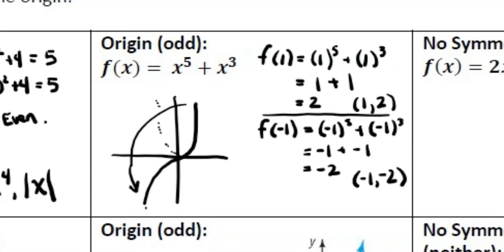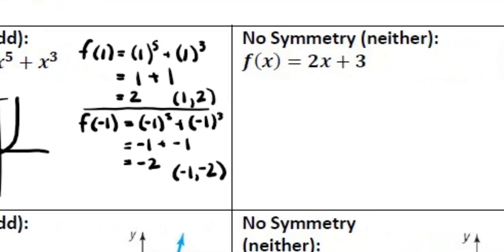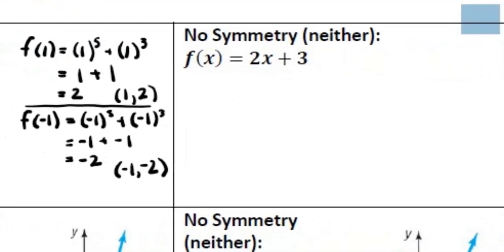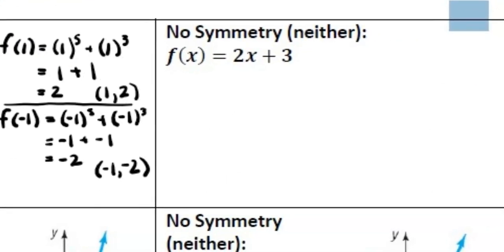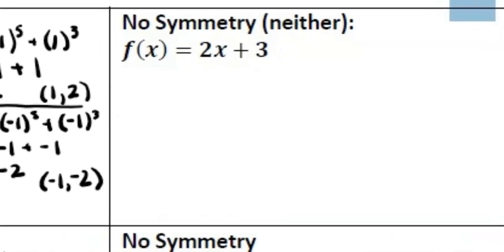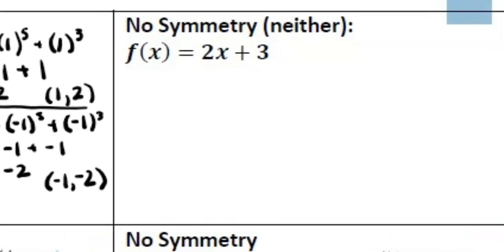Then let's look at an example where there's no symmetry. If I put in 2x plus 3, let's say f of 1. The graph of this, let's graph it. Go up 3 spaces here.